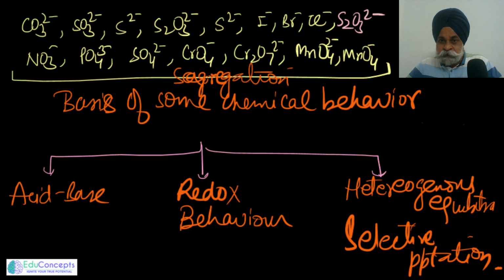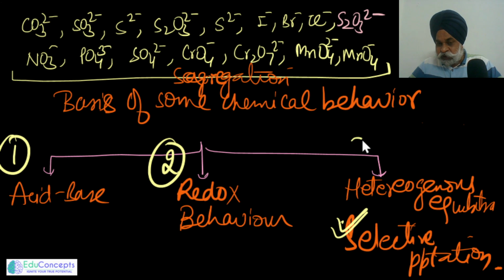Primarily we would be engaging in the cation analysis, which is more systematic and majorly uses selective precipitation as one of the ways of segregation. But here it can be on the basis of acid-base, on the basis of redox, or on the basis of heterogeneous equilibria. Now you should be very clear with these conceptual understandings. So first I will take up these three topics in detail.